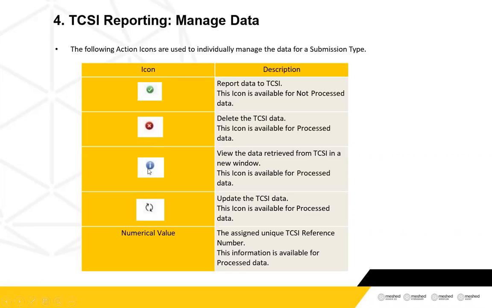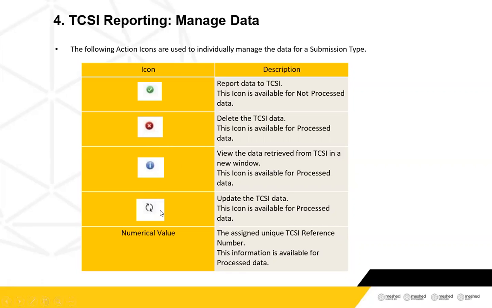Next is blue icon, which you can use to view data that was reported to TCSI. So this is a real-time feature. So whenever you click on blue icon for all the reported data, it will give you all the details for that one particular record which was reported at TCSI. When I'm going to walk you through on platform, I will also show you how that looks.